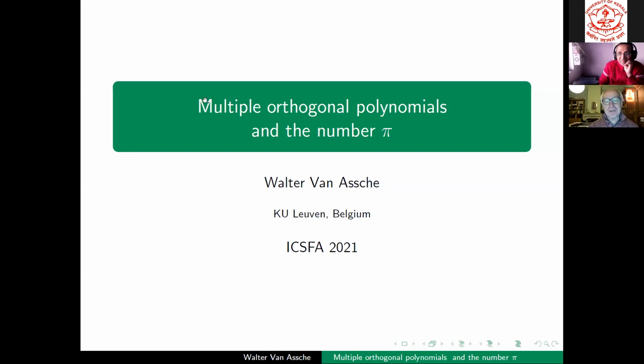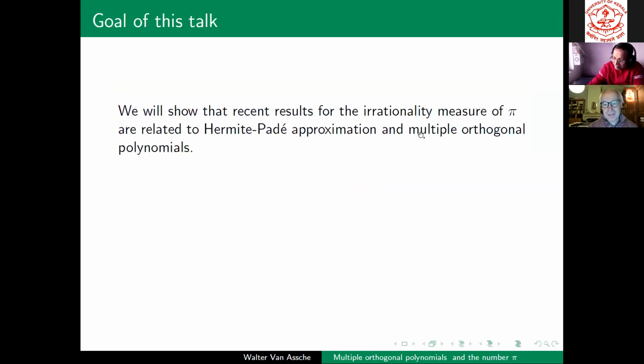So special functions appear in these multiple orthogonal polynomials. And of course, there's a special number, also the number pi, which everybody likes. So let's see what we can do. What I will do is show some recent results about the irrationality measure of this number pi. And I will show that it's related to Hermite-Padé approximation. And Hermite-Padé approximation depends on multiple orthogonal polynomials, just like Padé approximation is very closely related to orthogonal polynomials.